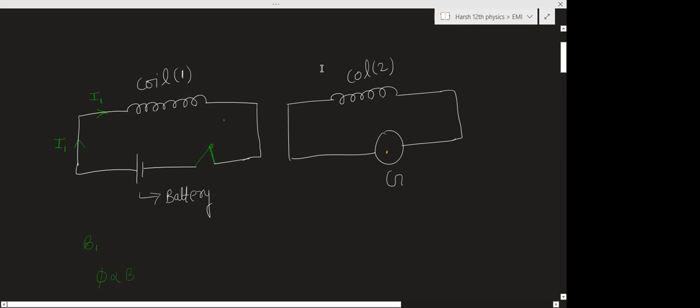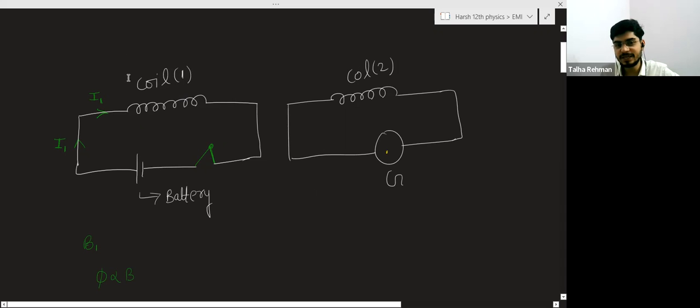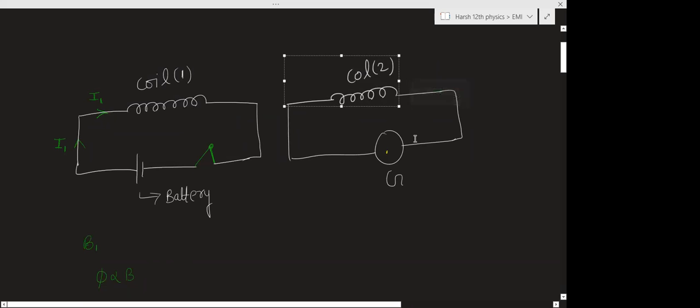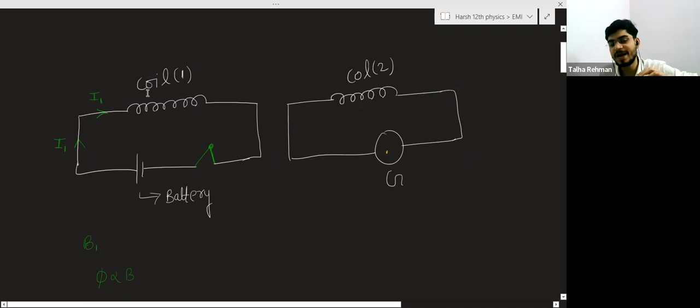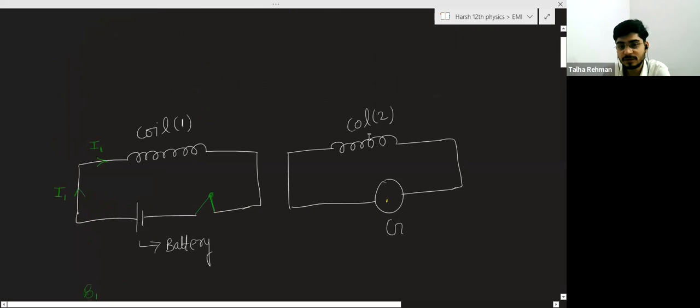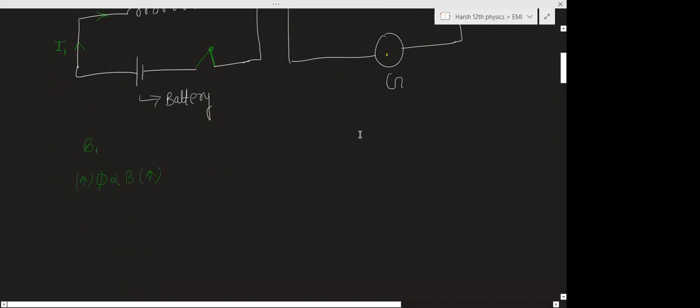So by increasing, the magnetic flux and the effect of the magnetic field due to coil 1 is here also. When the switch is closed, the magnetic field will increase here also, because there is some effect of the magnetic field due to coil 1 on coil 2. Due to the increase in magnetic field, the magnetic flux will increase on coil 2.